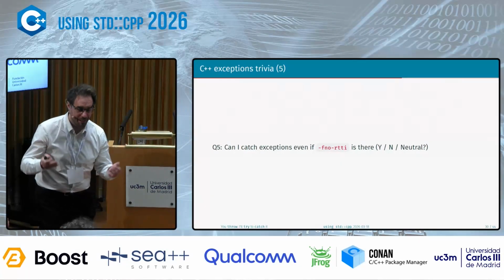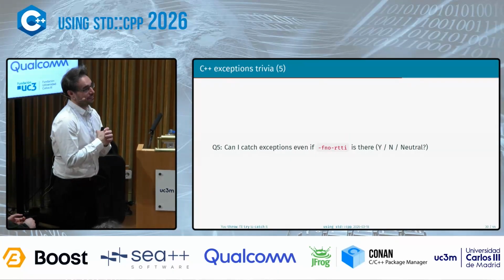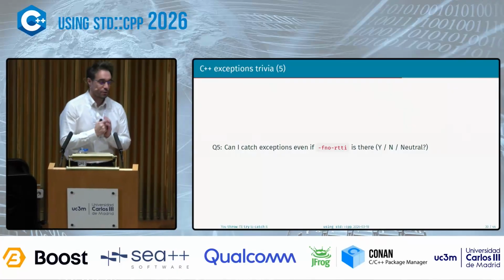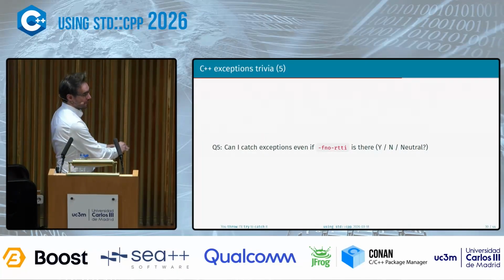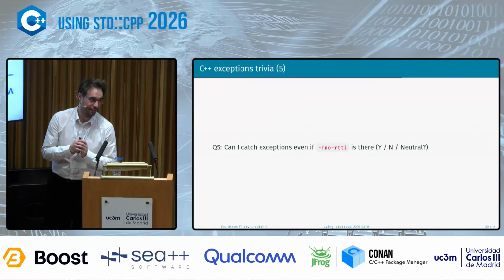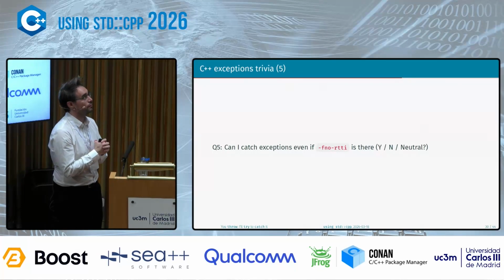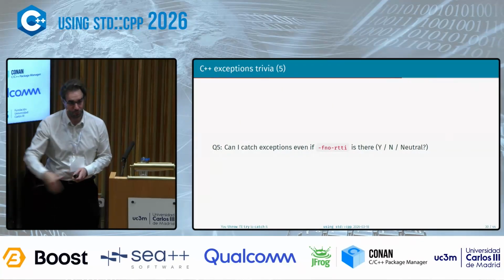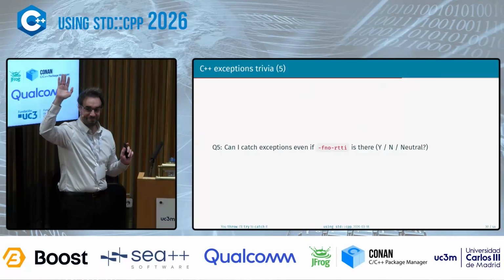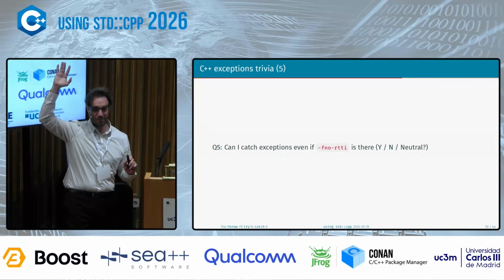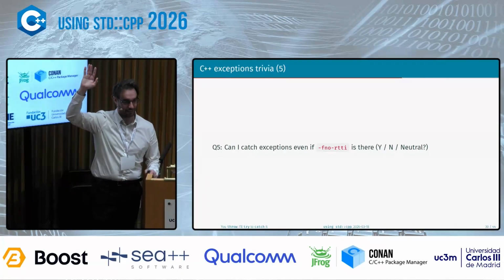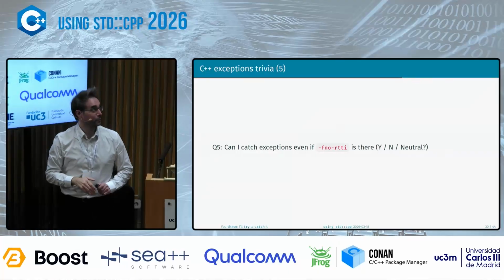Now, to wake you up a bit at this point, I would like to launch my last question about C++ trivia. So, can we catch exceptions so far, up to the knowledge that we have? Can we catch exceptions if we build our translation unit with -fno-rtti? What do you think? Who thinks we can? Sure? Okay. Who thinks we cannot? Okay. And the rest neutral, I guess.